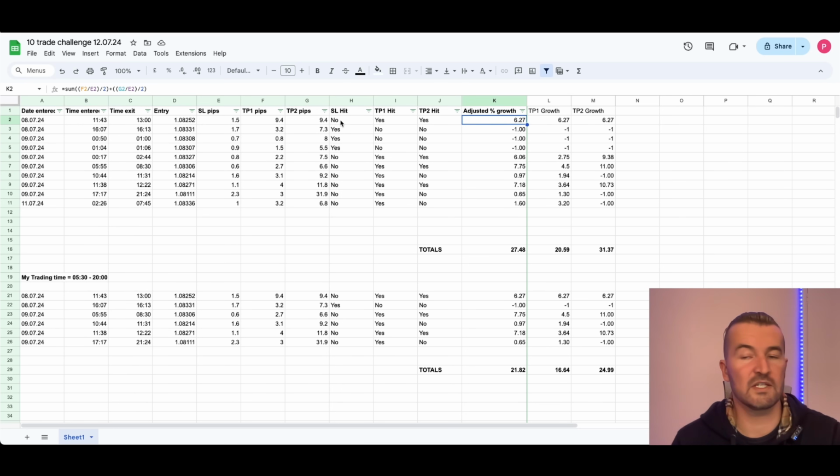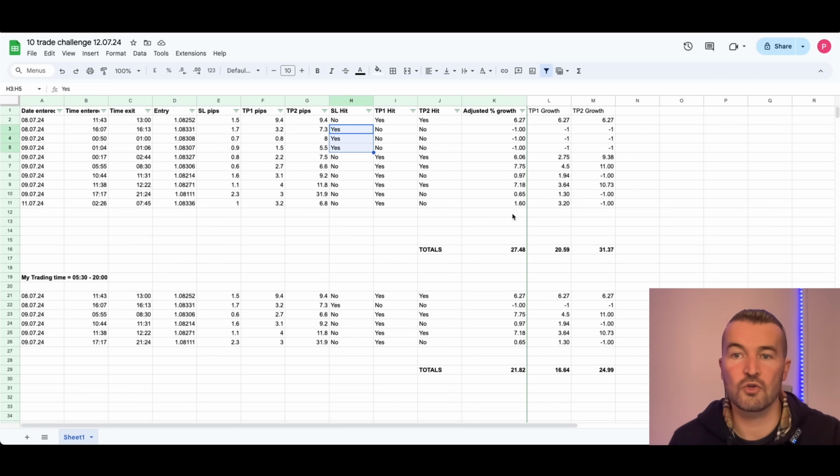So with all of these trades, just before we get stuck into them, I hit the stop loss 3 times out of 10. All right, which means that we've taken profit on at least 7 of those trades of at least 50% of that position, and TP2 4 times out of 10, which is phenomenal.